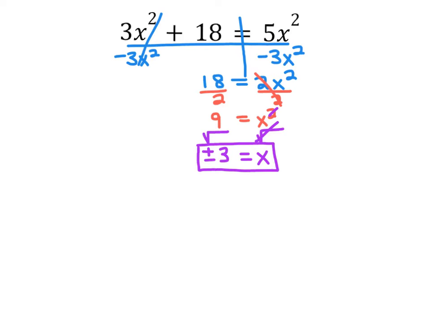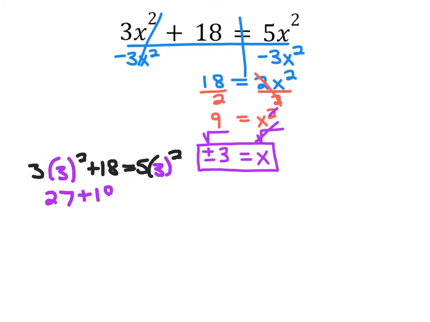So as we take a look, we have 3, and let's try the positive value first. So 3 squared plus 18 should equal 5 times 3 squared. So as we check this first one, 3 squared is 9 times 3 is 27 plus 18 equals 3 squared is 9. 9 times 5 is 45. Now let's take 27 plus 18 and we get 45. So our positive 3 does in fact work. It is not an extraneous solution.